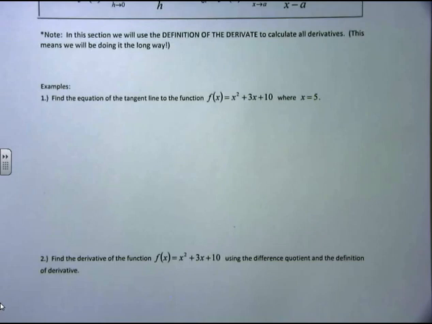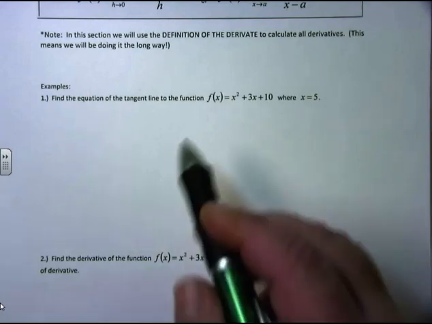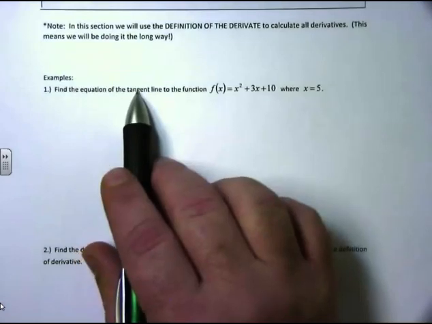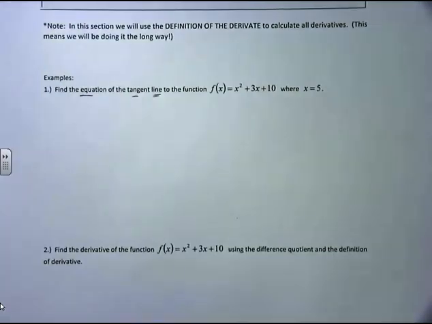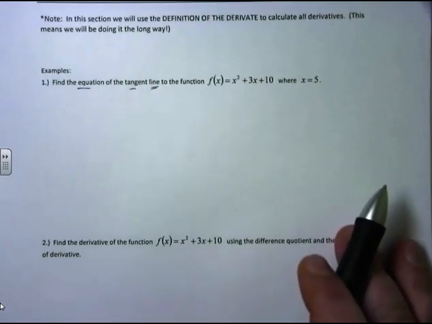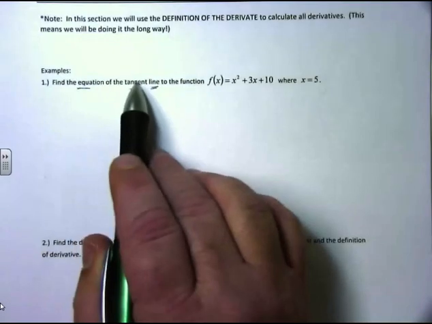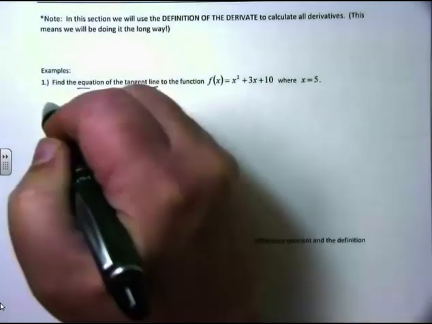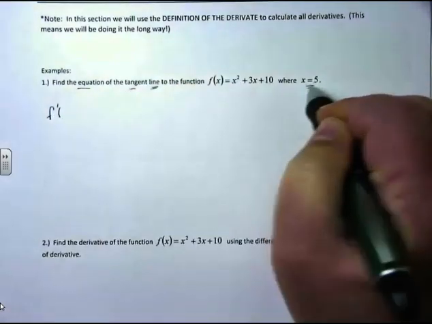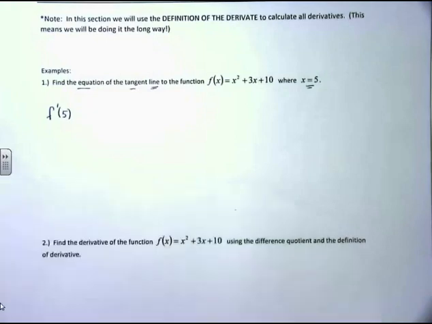Find the equation of the tangent line of the function f of x equals x squared plus 3x plus 10, where x is equal to 5. All right, so I'm going to do this in a couple of different ways. So this one right here, the equation of a tangent line. But anytime you need to find an equation of a line, you're going to use the point-slope formula. You need a point and a slope. But this is very important when we're on a tangent line. And the slope of a tangent line is known as the derivative. And we want the derivative of f when x equals 5, so at 5. So this is what we're after.